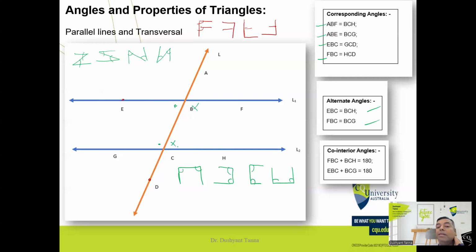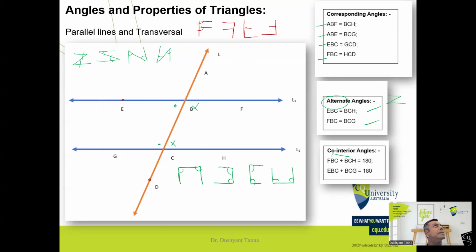They are co-interior angles. So F is corresponding, alternate is Z, Z and A, like extreme ends of the alphabet. They are alternate angles, and co-interior, inside angles, right? They add up to 180. In other words, you can say co-interior angles are supplementary, right?